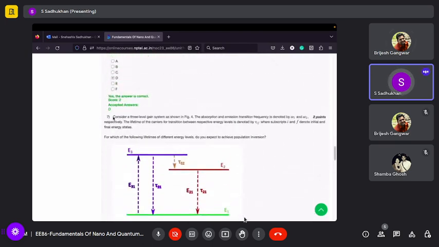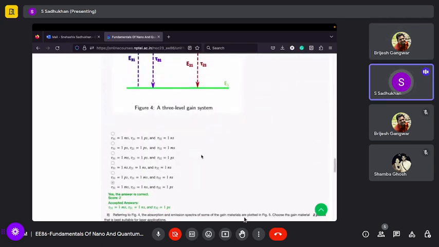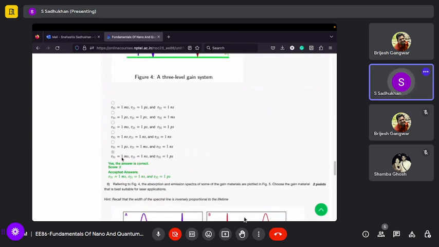Question number 7. Consider a three-level gain system as shown in figure 4. The absorption and emission transition frequencies are omega 1 and omega 2, respectively. The lifetime of the carriers for the transition between energy levels is tau_if, where i and f denote the initial and final energy state. For which of the following lifetimes of different energy levels do you expect to achieve population inversion? So this option is correct that I have answered here.